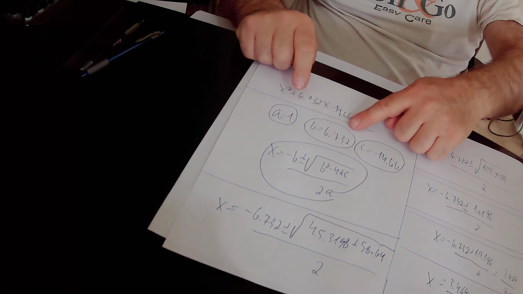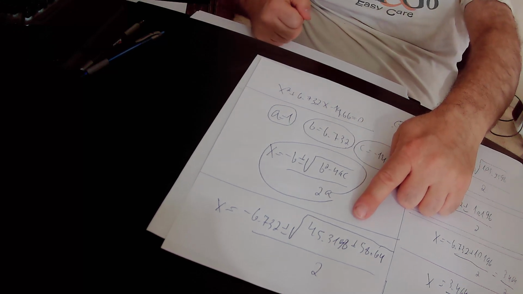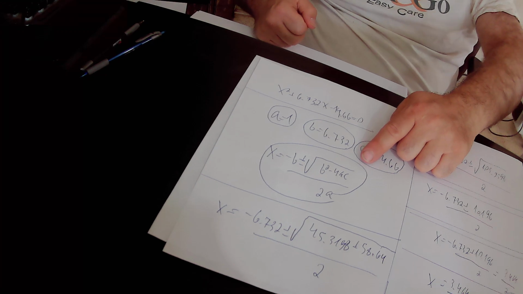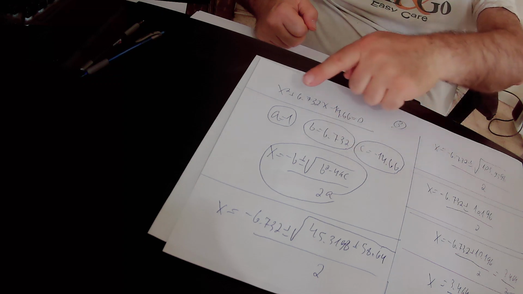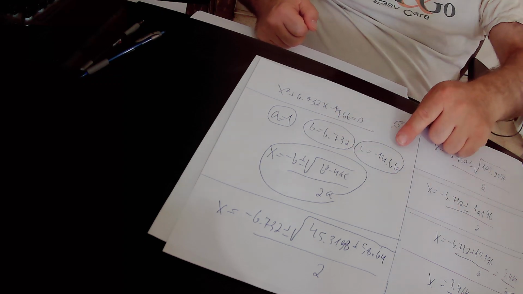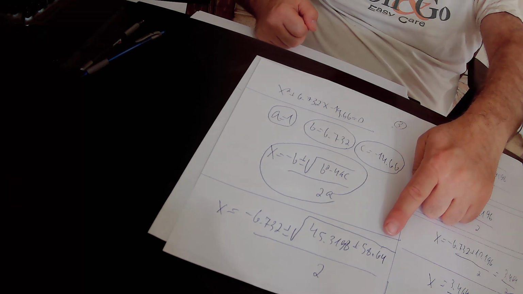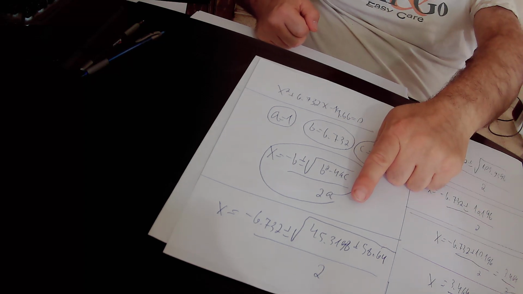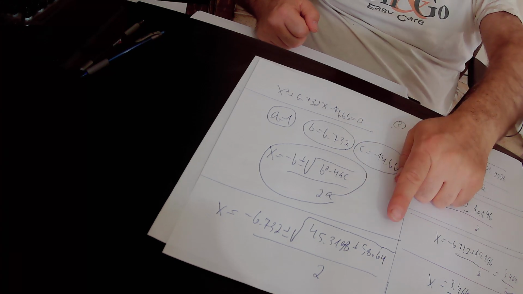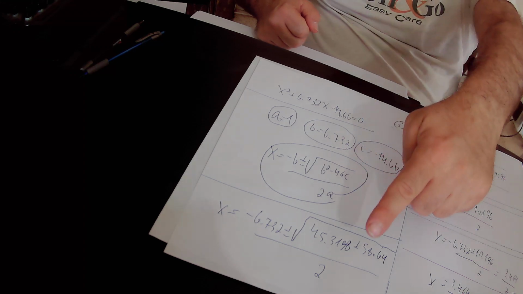b is 6.732, therefore b squared is 6.732 squared, that is 45.3198, minus 4 times a times c. So it is minus 4 times a is 1, so minus 4 times 1 is minus 4, times c. c is minus 14.66, so minus 4 times 1 times minus 14.66 equals plus 58.64. So inside the root we have 45.3198 plus 58.64, divided by 2a. a is 1, so 2 times a is 2 times 1, that is 2.